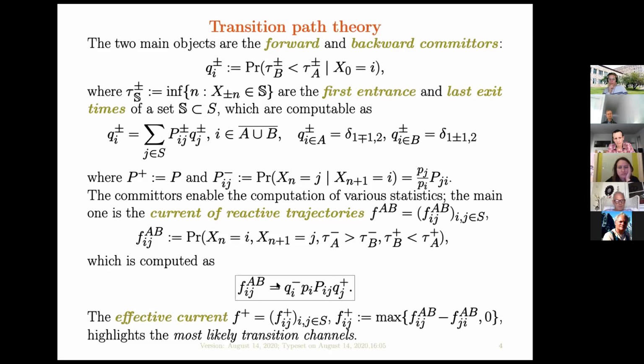In practice, one is interested in the effective current, not just the current, and for that you need to compare the amount of flux going from i to j with that from j to i. So these are going to give us the most likely transition channels, and these are the ones that we want to find.